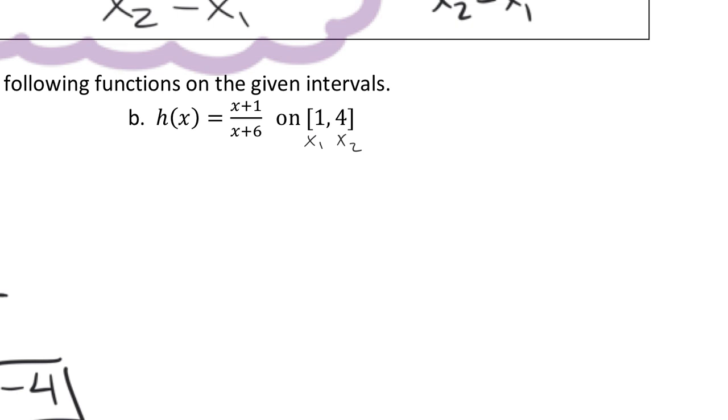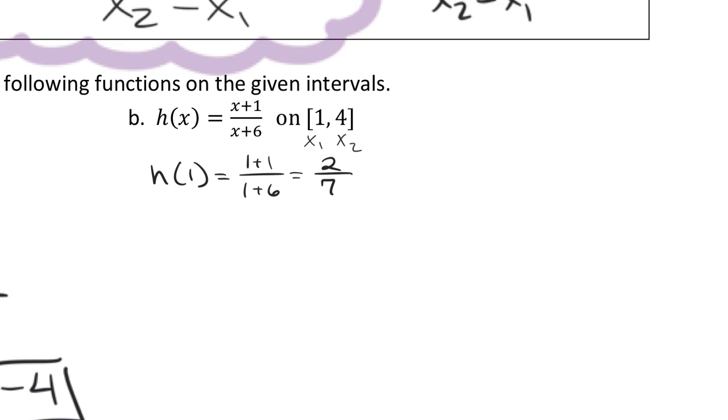So what I'm going to do is take them separately and evaluate. I want to first do h of 1, which means everywhere in this fraction that there was an x, I'm going to put a 1. This one's pretty easy to do in your head. What's 1 plus 1? 2. What's 6 plus 1? 7. We leave it as a fraction.